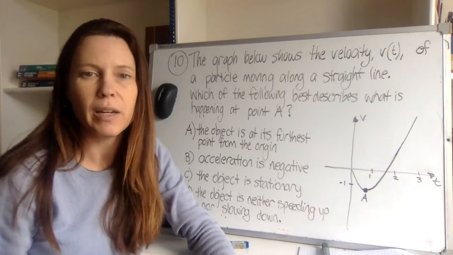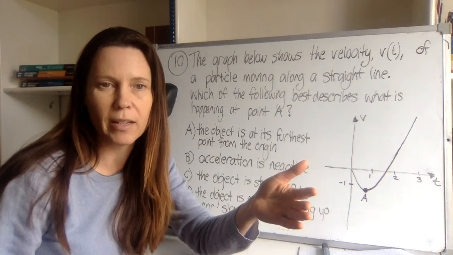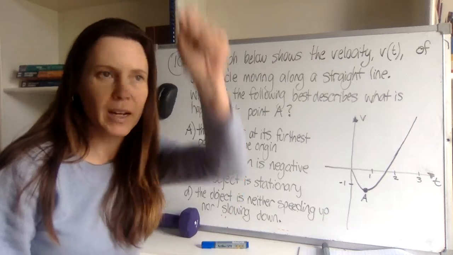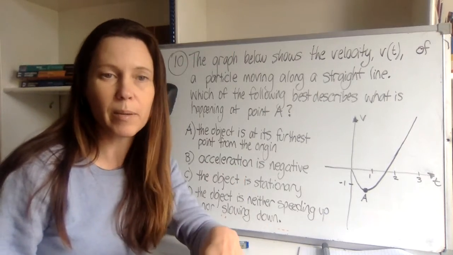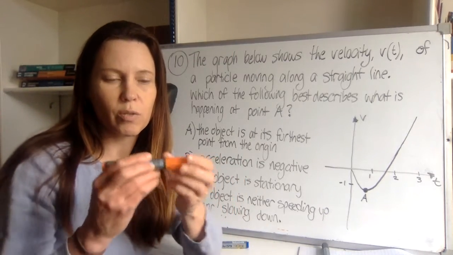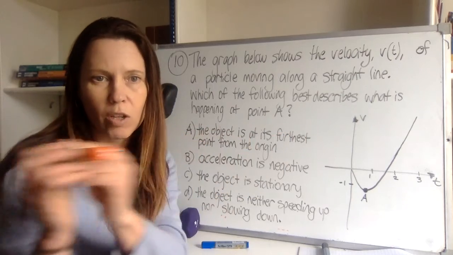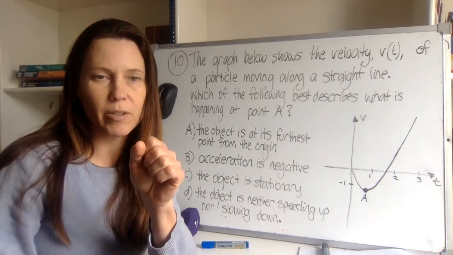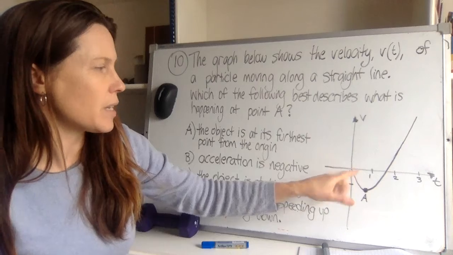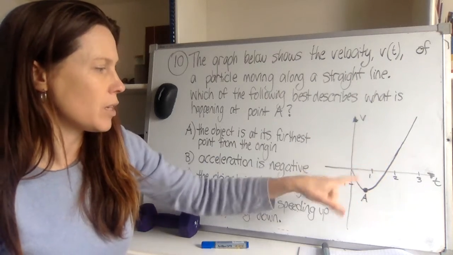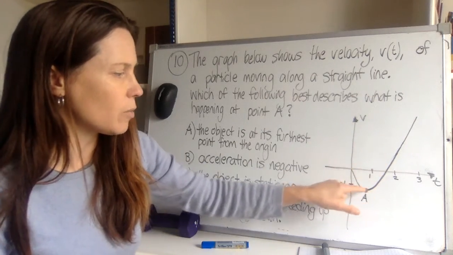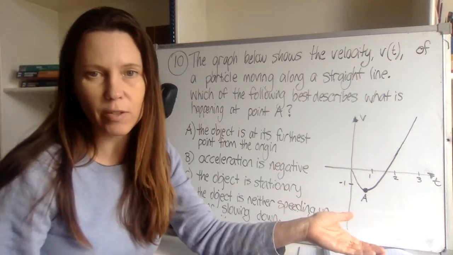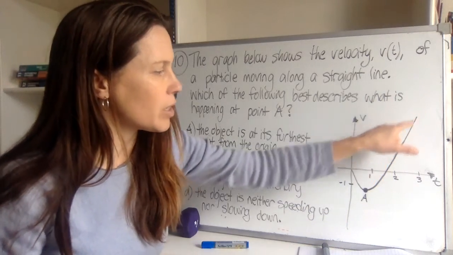Now, before we even look at the options and consider them, let's just try and tell a story with this graph. If a particle is moving along a straight line, we could either choose to imagine it going up and down, like a bouncing ball perhaps, or we could imagine it going left and right along a number line, where the origin is 0. We can see here that we're graphing velocity. So down here, we've got negative velocity values, and up here, the velocity is positive.